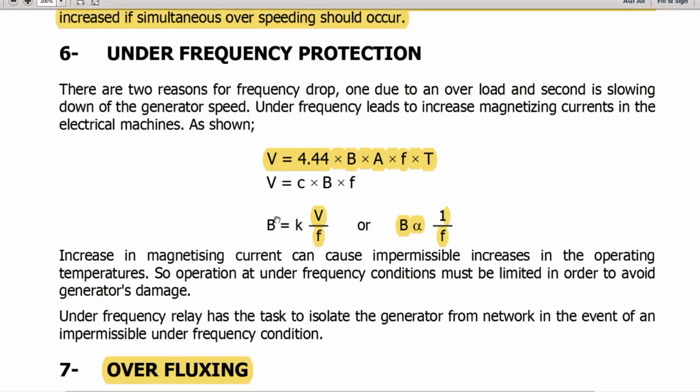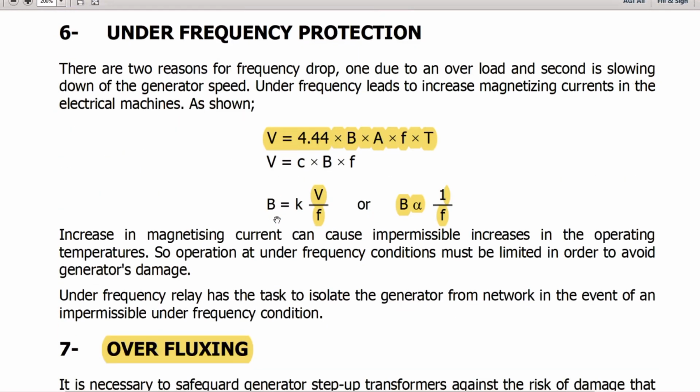Frequency protection. Under frequency protection and overfluxing are the same. This is the voltage equation for the generator: V is equal to 4.44 BAFT. B is the flux density, A is the cross-sectional area of the stator and the rotor, F is the frequency and T is the number of turns. So we can see that the voltage is proportional to B and F, because the area and number of turns remain constant for a specific generator, and 4.44 is also a constant.